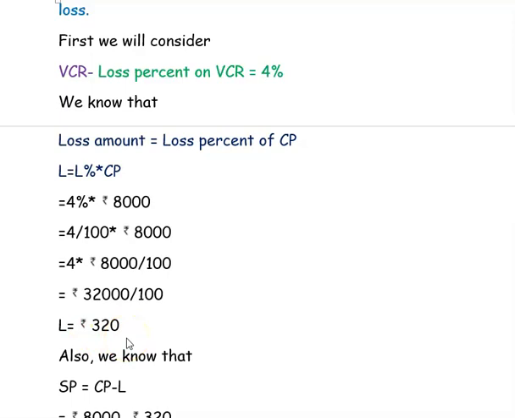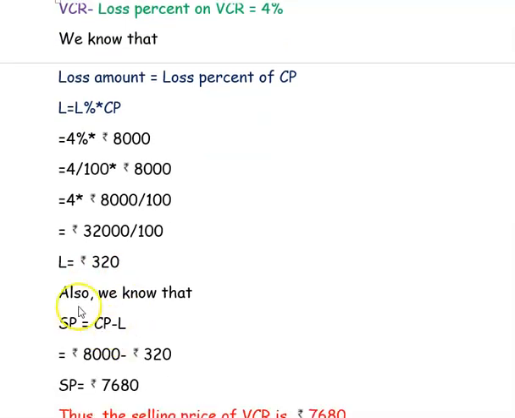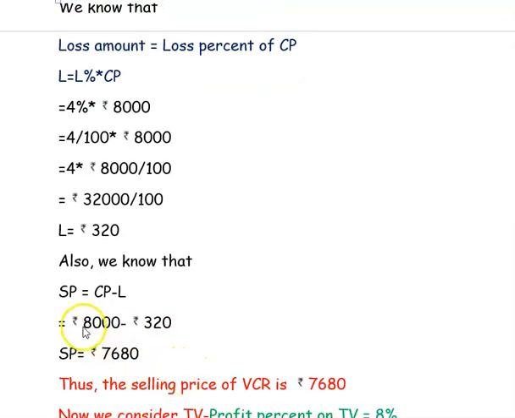But we want to find the selling price, right? To find the selling price, we know that selling price is equal to cost price minus loss, because it is a loss, so we want to subtract that amount from the cost price. So it is 8,000 minus rupees 320. So the selling price is rupees 7,680. So the selling price of the VCR is rupees 7,680.